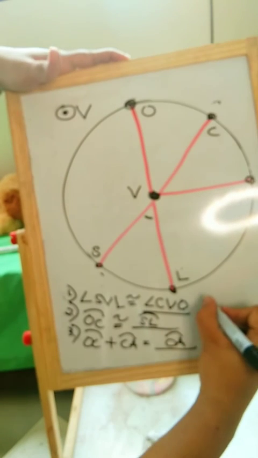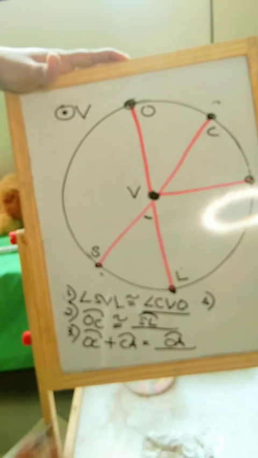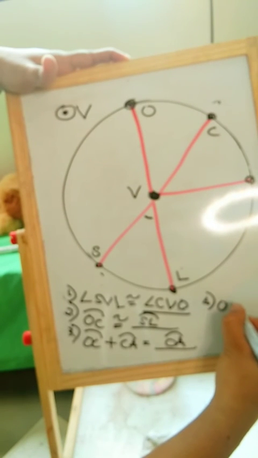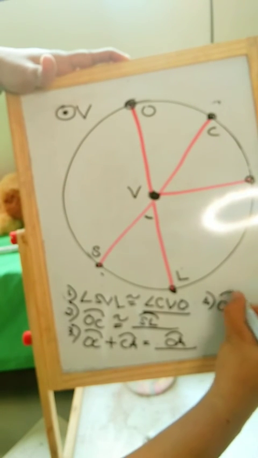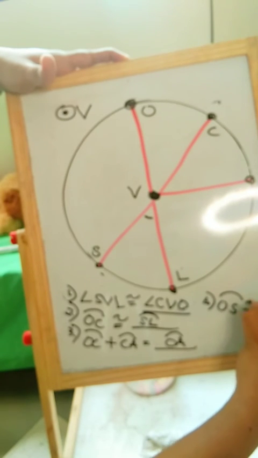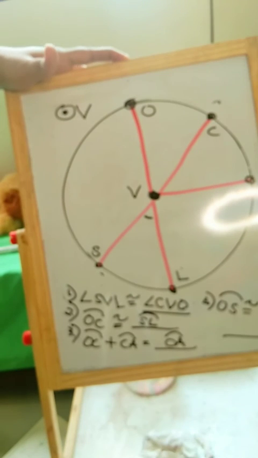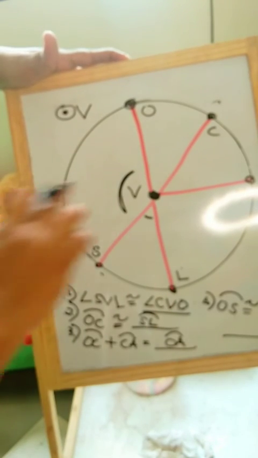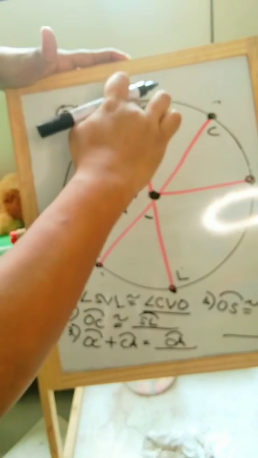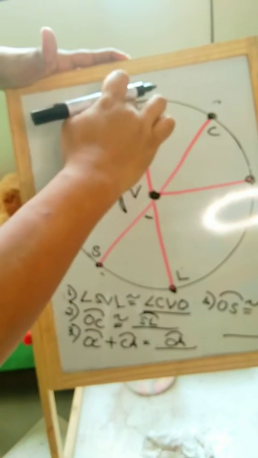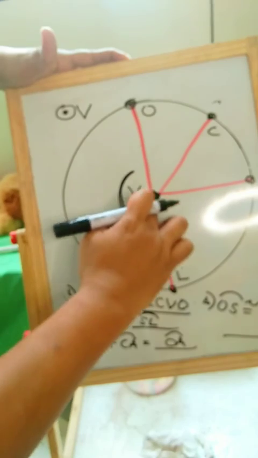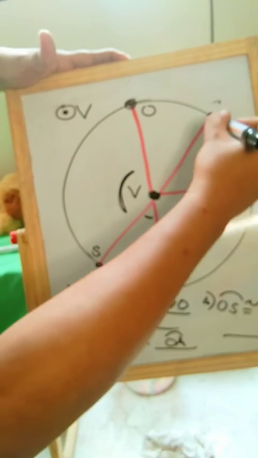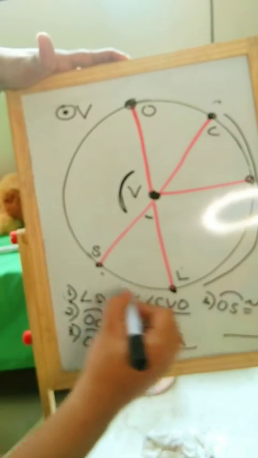And let's have number 4 for example. Okay, this will be the last example. Okay, so arc OS is congruent to blank. We're pertaining to this particular angle here, or this particular arc which is projected by angle OVS. So, most definitely, it will be this particular arc here.